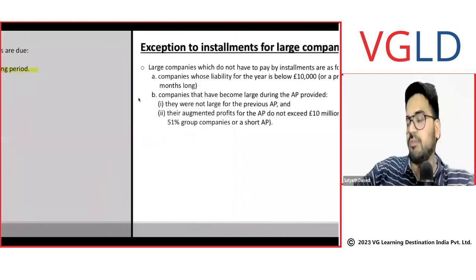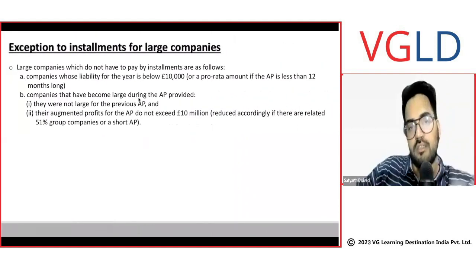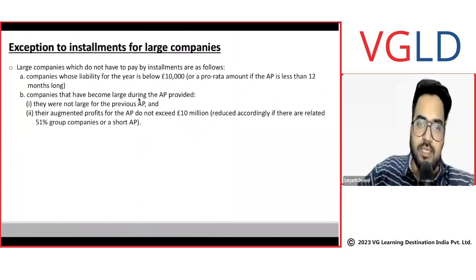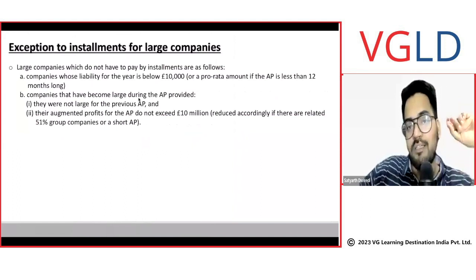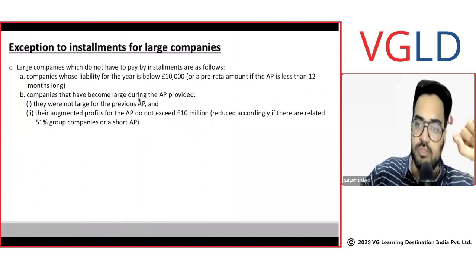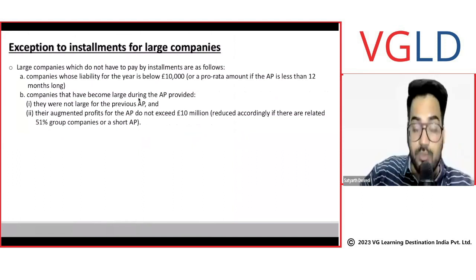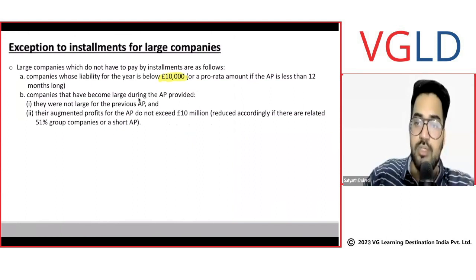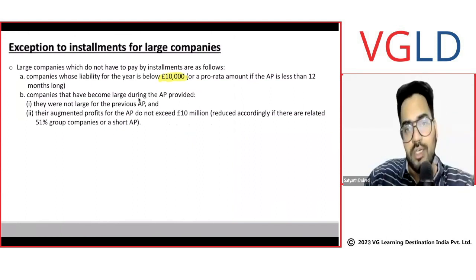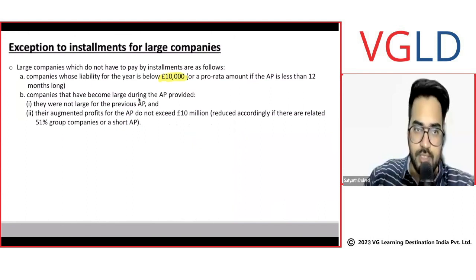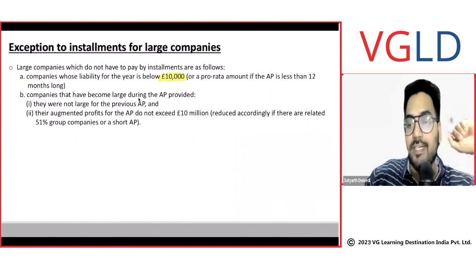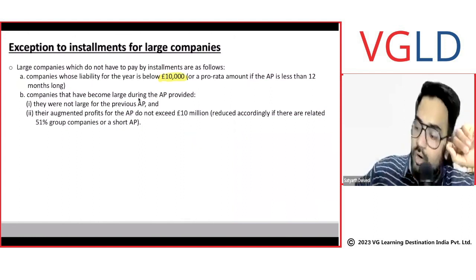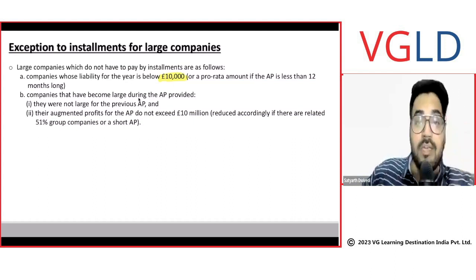to, so sometimes there is also an exception, right? So there are two exceptions mainly. One is for companies where the tax liability is less than 10,000 pounds. Or if the accounting period is short, then this amount will be prorated. So most of the places you'll see the thresholds and amounts will be prorated for shorter accounting periods, right? So there are two exceptions to this installment payments. One is if your corporate tax liability is less than 10,000, or the company has become large during the AP.